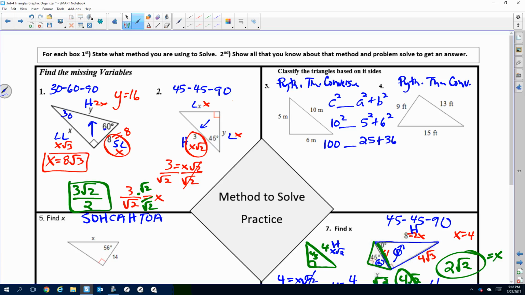So then I just add the two. Well, I have 100 on the left side. I have 61, sorry. 100 is greater than that, so this would be obtuse. Pause it and try number 4 if you think you got it now.